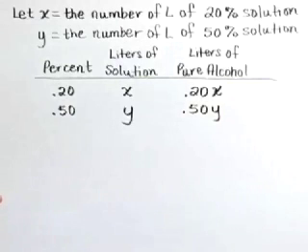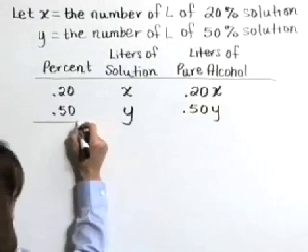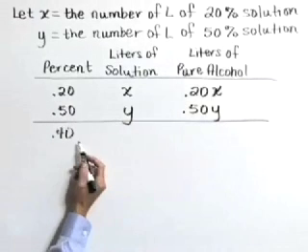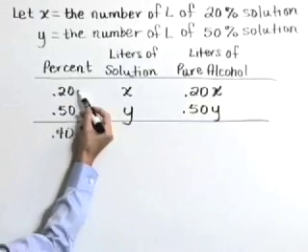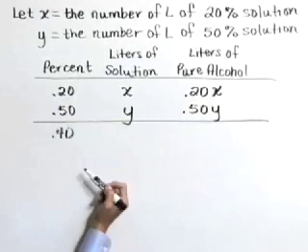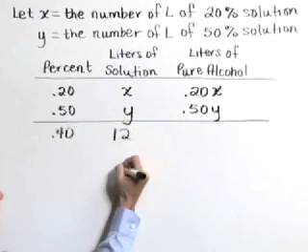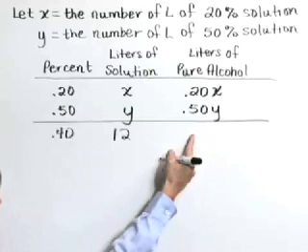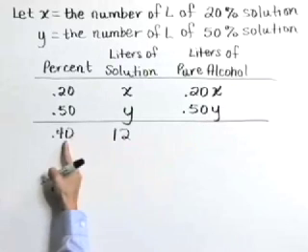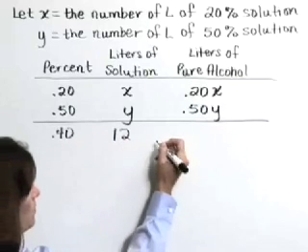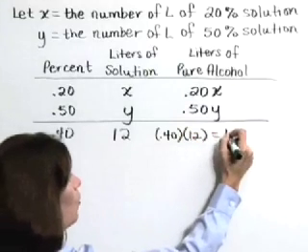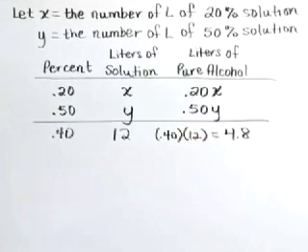Now we're told that in the end we want a mixture that is a 40% solution. That makes sense because this is a number between 20 and 50. We want the amount of this mixture to be 12 liters. Now let's also complete this last value. If there are 12 liters of a 40% solution, then the amount of pure alcohol there is 40% of 12. That's 0.40 times 12, or 4.8.